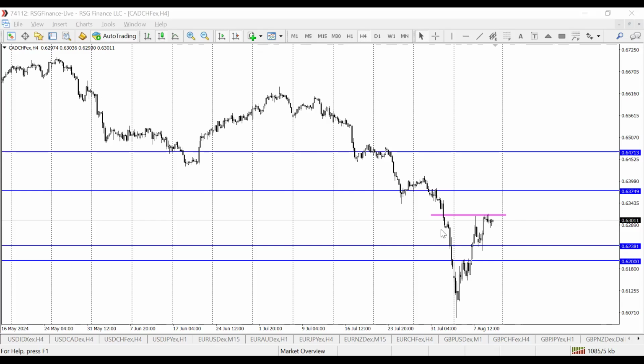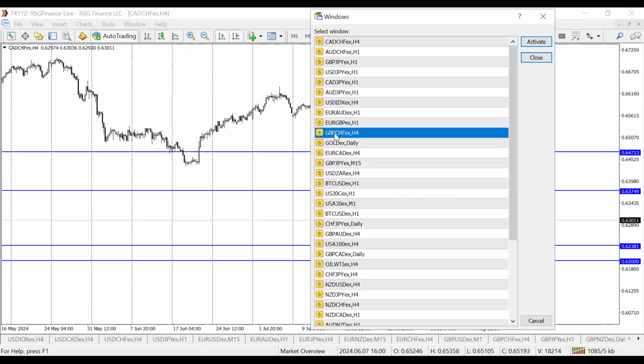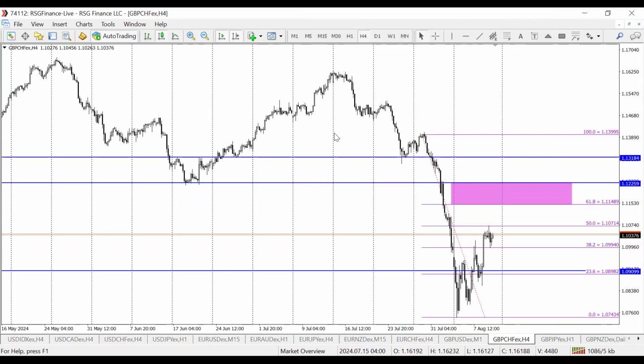Next on the list and last for Swiss franc is GBP Swiss franc. Okay, GBP CHF. On this trade, we're looking for further rally into the 50 or 61.8 Fibonacci levels. Okay, the 50 to 61 Fibonacci levels. Let's see how this plays out.